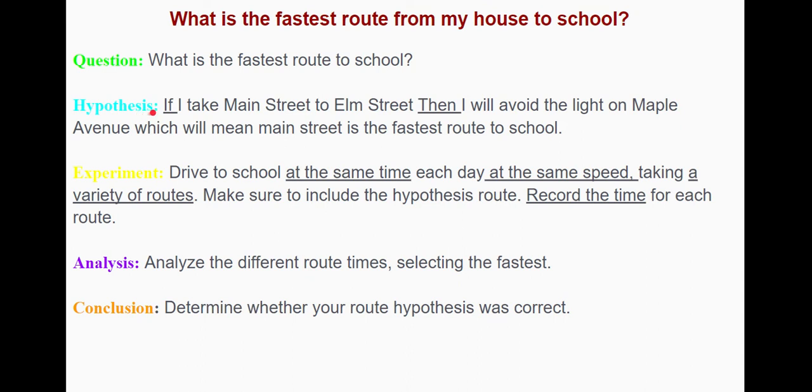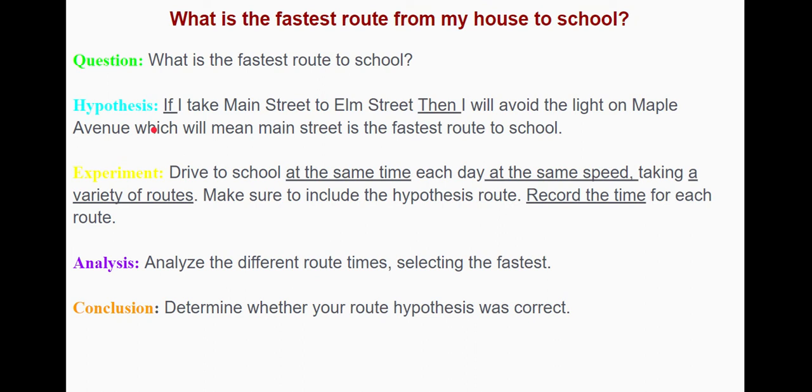So the hypothesis is, if I take Main Street to Elm Street, then I will avoid the light on Maple Avenue, which will mean Main Street is the fastest route to school. Okay, so what this person is saying is that there's a light on Maple Avenue that makes everybody late. How can I avoid that to make it the fastest route to school? Well, if I time it and I take a certain street, Main Street, then I will avoid that light. Therefore, it will be faster. Okay, so that's my idea.